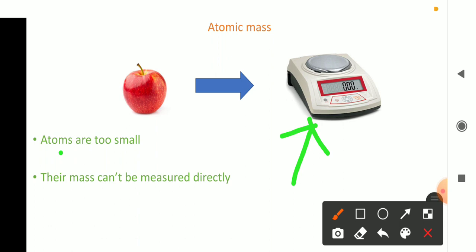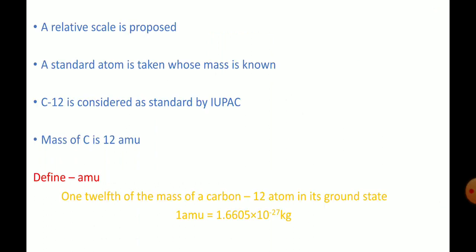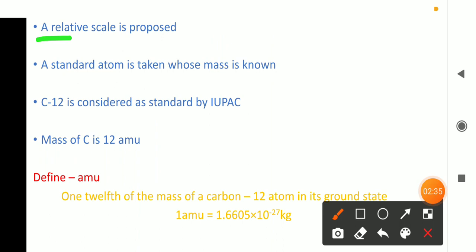Now we are going to see how to measure the mass of an atom. It is given here: for measuring the mass of an atom, a relative scale is proposed. Relative scale is nothing but we have to use a standard atom, and the standard atom is the one whose mass is known. A standard atom is taken whose mass is known. So for measuring the mass of an atom, we have to use a standard atom whose mass is known to us. Then the question is, which atom can be used as a standard for measuring the masses of various atoms?